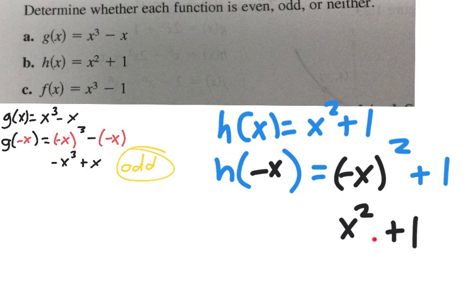So now my function is what I started with. I plugged in negative x, but I got back what I started with. This is even.